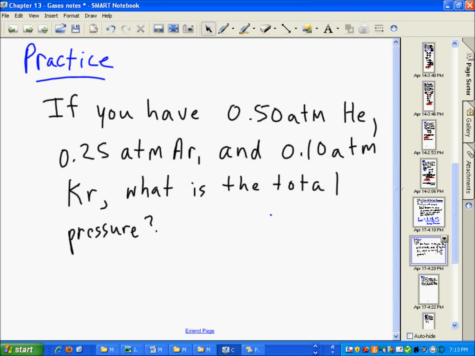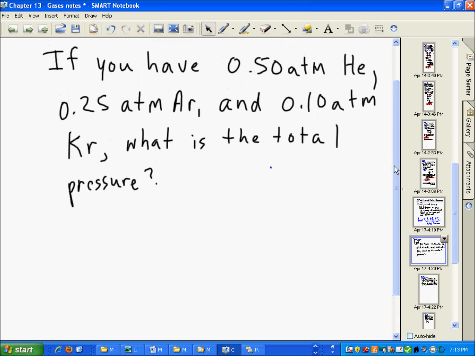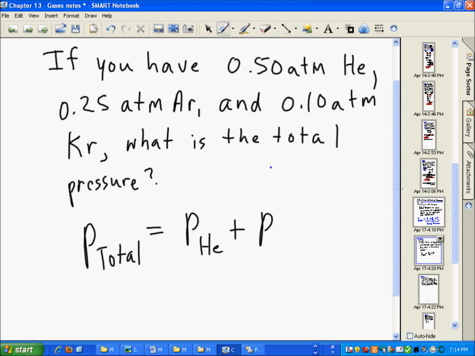Okay, so here is a practice problem. You have 0.50 atmospheres of helium, 0.25 atmospheres of argon, and 0.10 atmospheres of krypton. And we want to know what the total pressure is. So the total pressure should be just the sum of all the partial pressures. So it should be the sum of the pressure of helium, the pressure of argon, and the pressure of krypton.